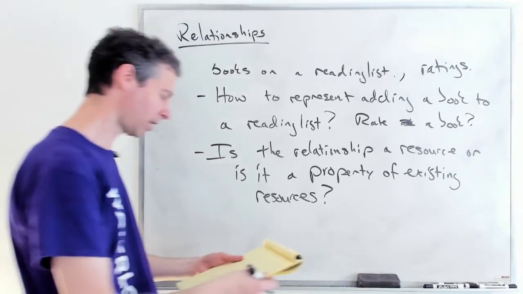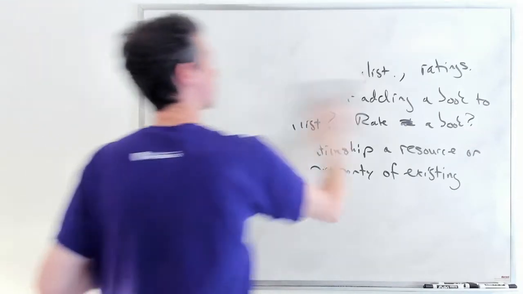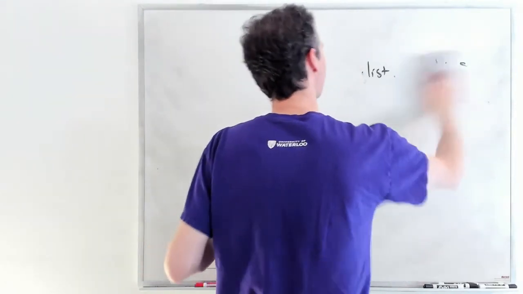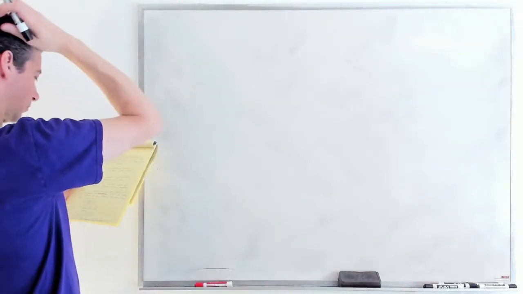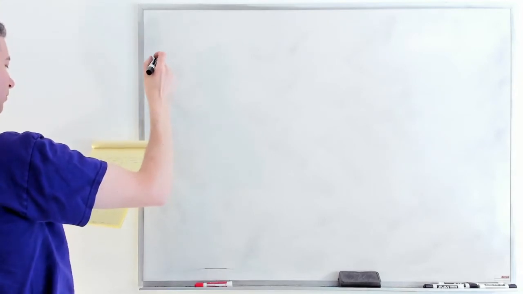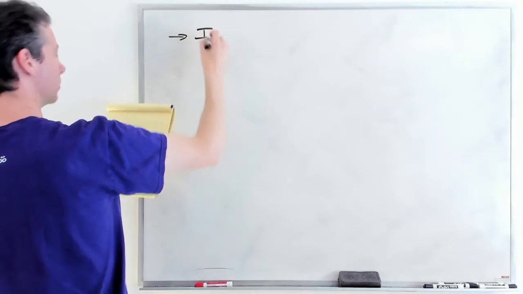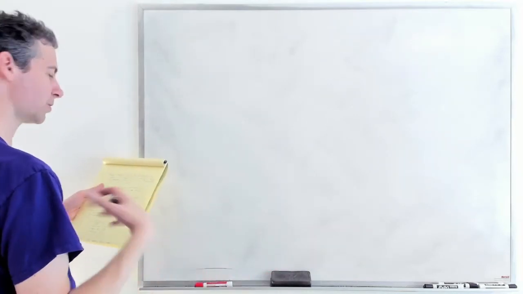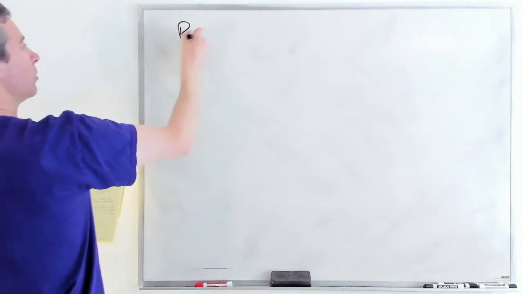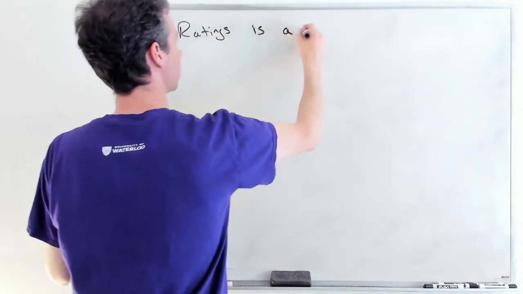Okay. Now, Goodbooks is neat because it's got these two relationships, and they are different in my opinion. So again, as I already said, if it's a resource, model it as a resource, but if it's an attribute or property of an existing resource, there are many ways of doing this. So what do we know? I'm going to tell you that ratings is a resource.